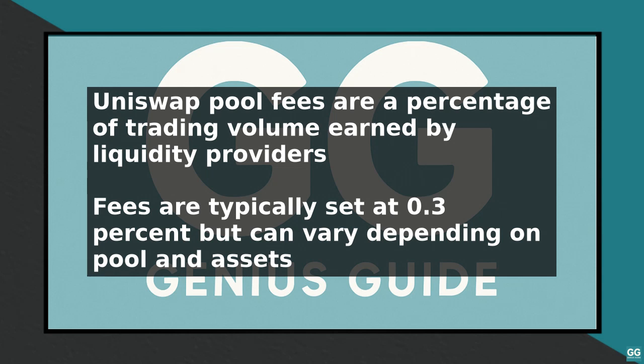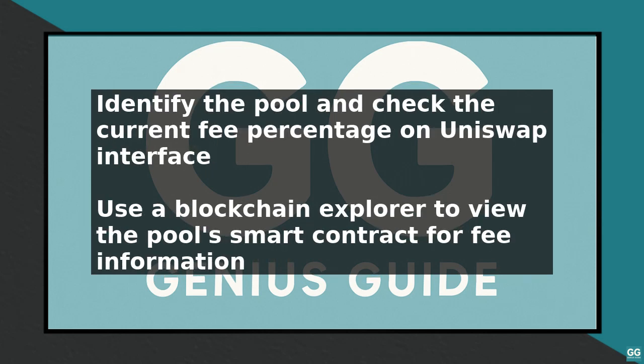assets being traded. First, identify the pool you are having issues with and check the current fee percentage. You can do this by looking at the pool's information on the Uniswap interface or by using a blockchain explorer to view the pool's smart contract. Make sure you are looking at the correct pool, as fees can vary between different pools and assets.